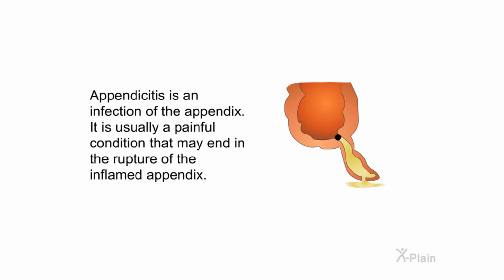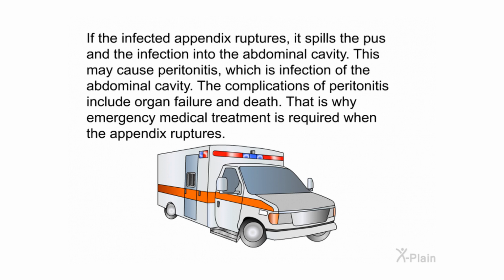Conclusion. Appendicitis is an infection of the appendix. It is usually a painful condition that may end in the rupture of the inflamed appendix. If the infected appendix ruptures, it spills the pus and the infection into the abdominal cavity. This may cause peritonitis, which is an infection of the abdominal cavity. The complications of peritonitis include organ failure and death. That is why emergency medical treatment is required when the appendix ruptures.